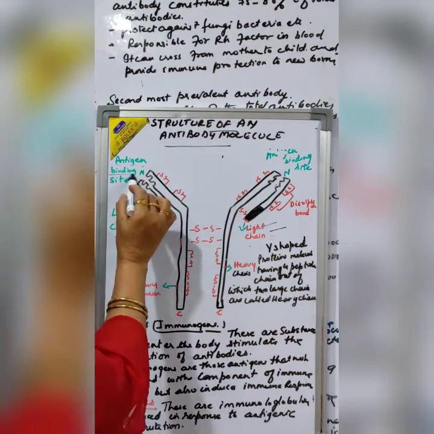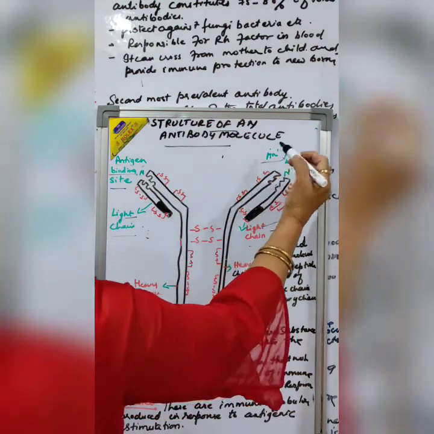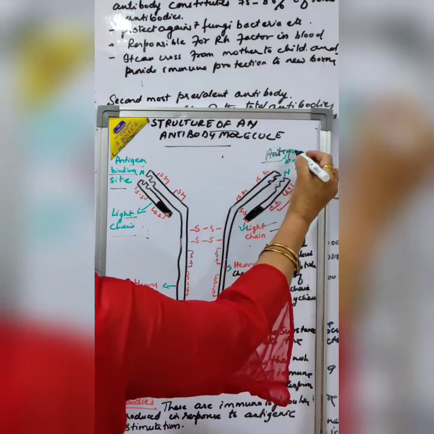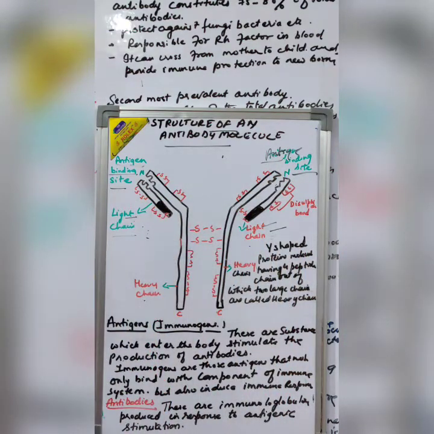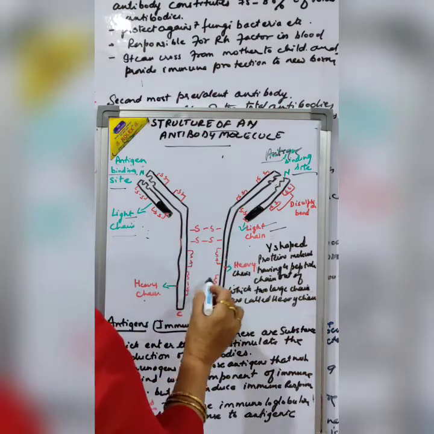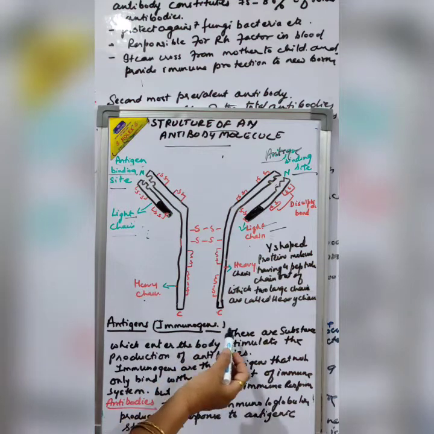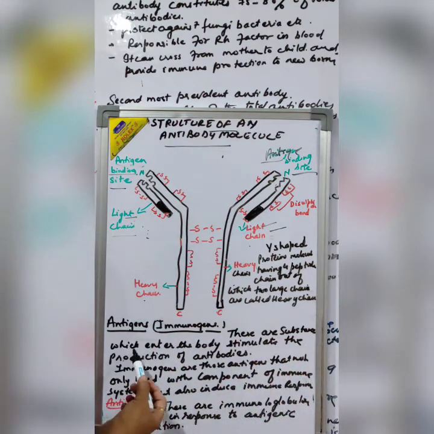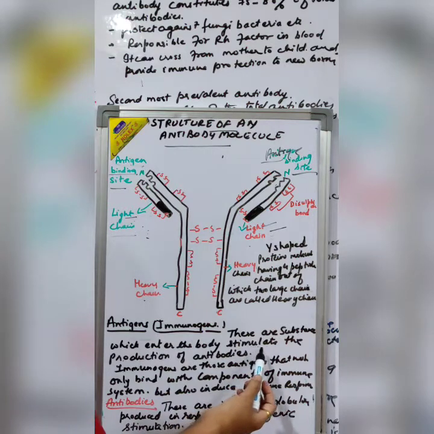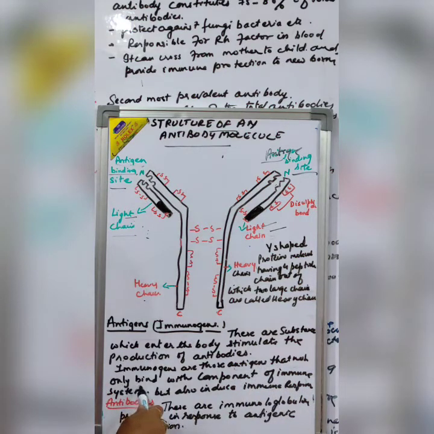This is an antigen binding site. This is also an antigen binding site, and this is also a binding site. And these are the bonds by which they are attached. So antigens, immunogens, these are substances which enter the body to stimulate the production of antibodies. Immunogens are those antigens that not only bind with the components of the immune system but also induce immune responses.